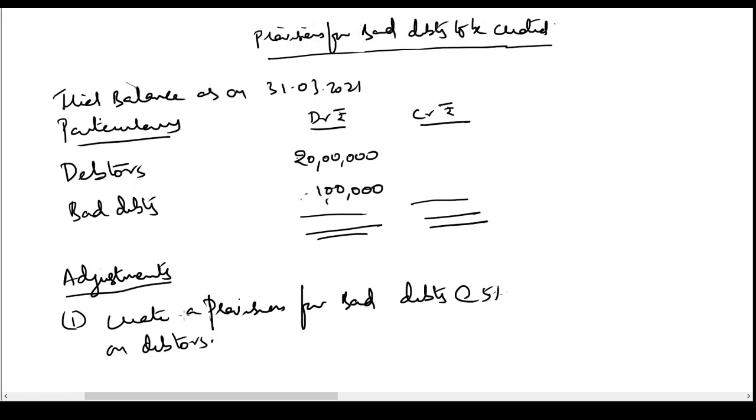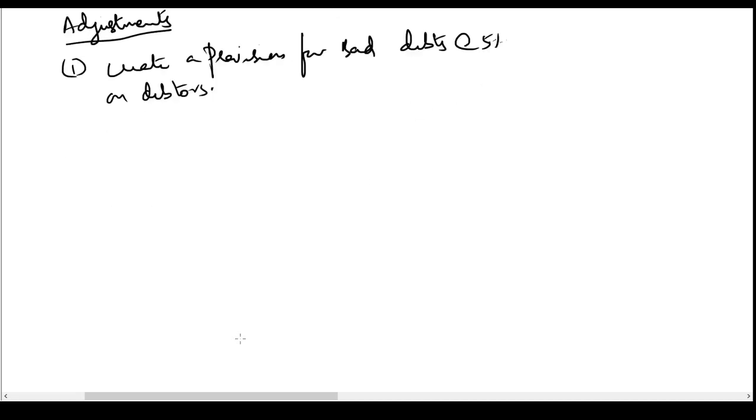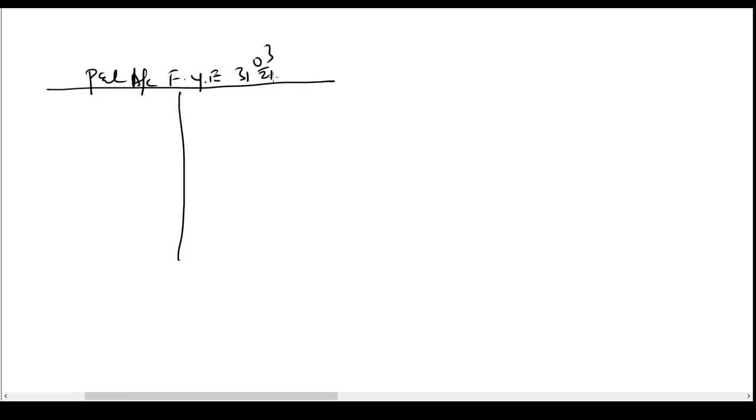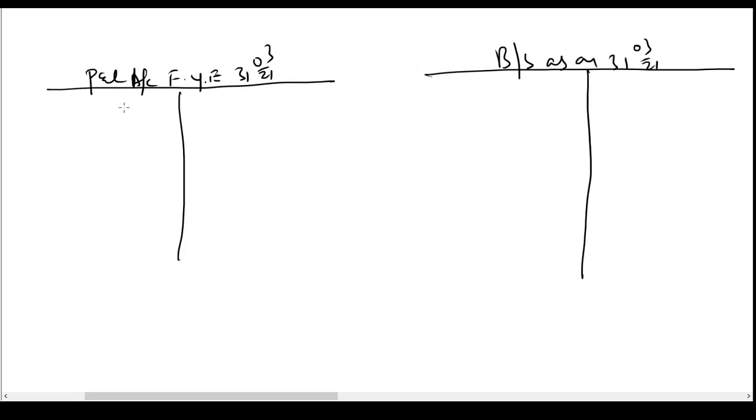You are given some adjustments. Create a provision for bad debts at the rate of 5% on debtors. So how to deal with this when you are doing a final accounts problem? Let us prepare a small profit and loss account for the year ended 31st March 21, and then we have a balance sheet as on 31st March 21.